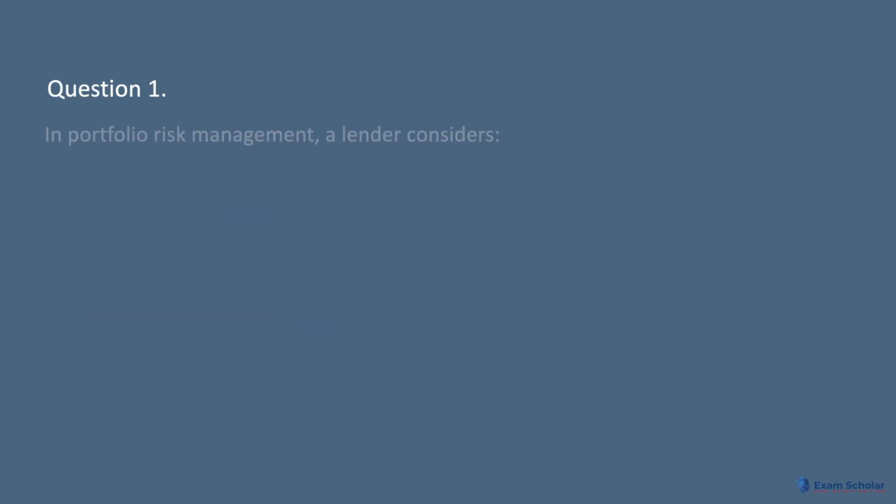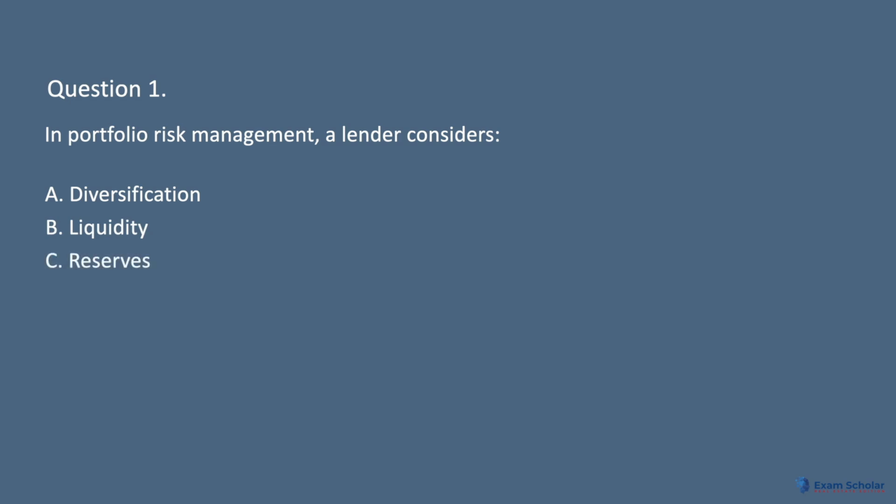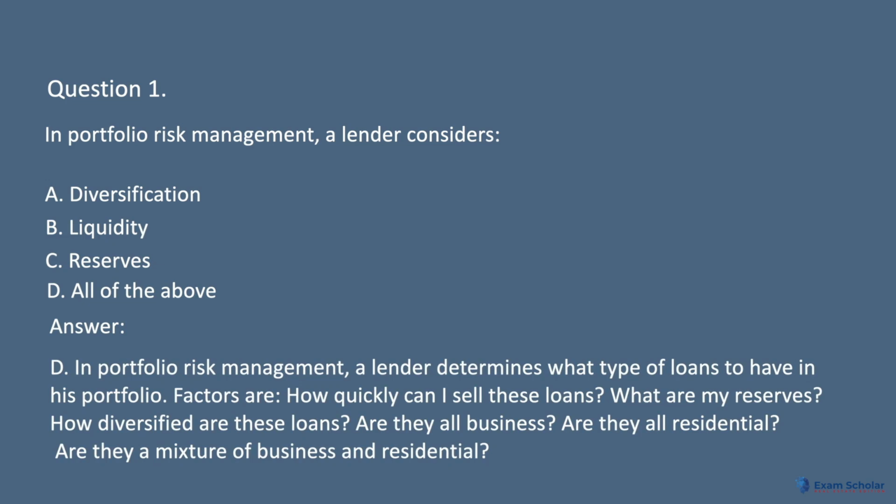Question 1. In portfolio risk management, a lender considers A. Diversification. B. Liquidity. C. Reserves. D. All of the above. Answer. D. In portfolio risk management, a lender determines what type of loans to have in his portfolio. Factors are: how quickly can I sell these loans? What are my reserves? How diversified are these loans? Are they all business? Are they all residential? Are they a mixture of business and residential?